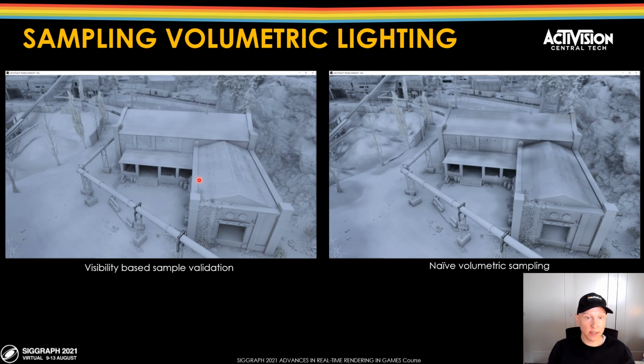And here is another example. You can see the darkness leaking from inside when using just the volumetric sampling, so you get these ugly splotches of darkness around the building. If you use the visibility-based sample validation, you get rid of all these darkness splotches, and you still maintain a good amount of the shadow detail in shadowed areas and doorways like here.